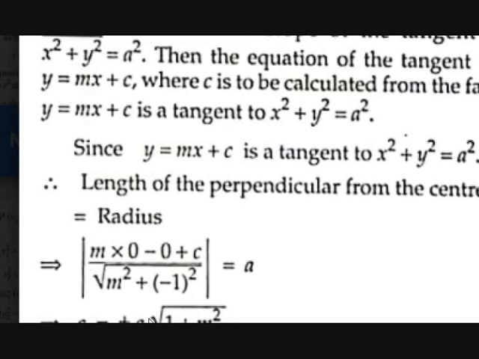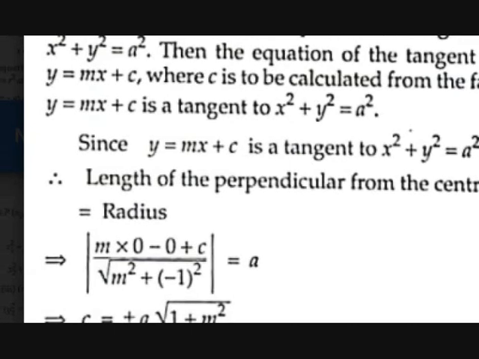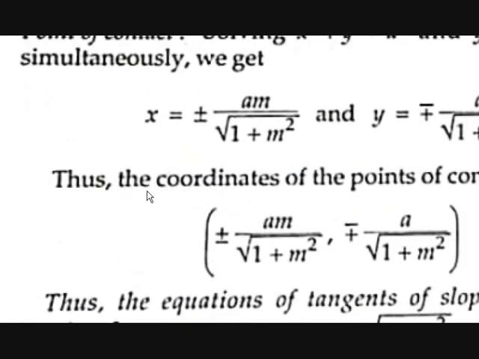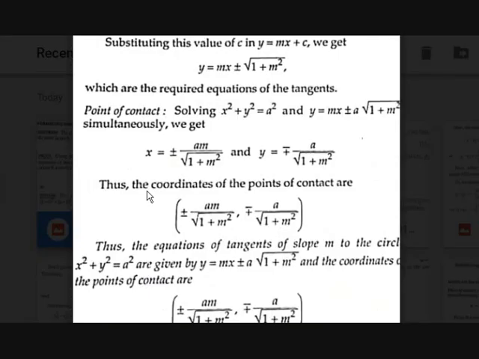If we take off the modulus, then a will get the values plus or minus. Means c by root 1 plus m square is equal to plus or minus a. If you send root 1 plus m square to the other side, c is equal to plus or minus a root 1 plus m square. Substituting the value of c in y is equal to mx plus c, what would we get? y is equal to mx plus or minus a root 1 plus m square, right? Which is the required equation of the tangent.